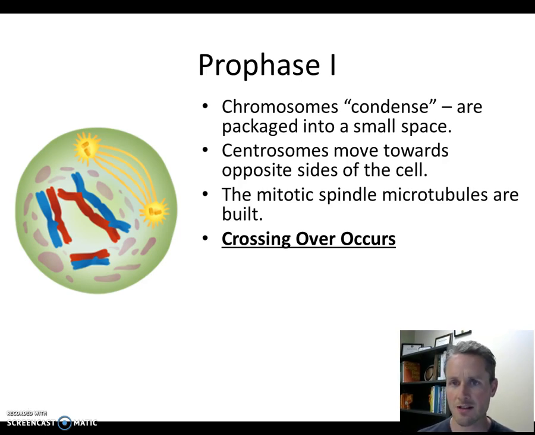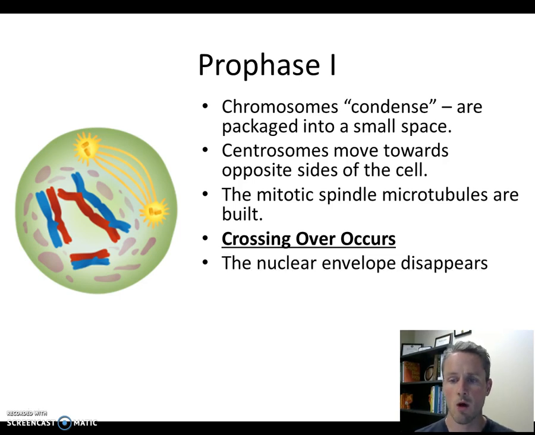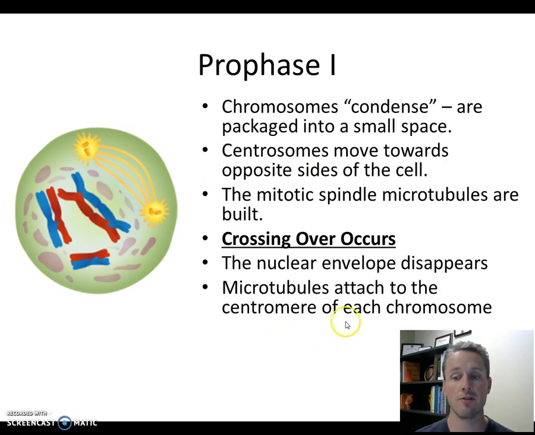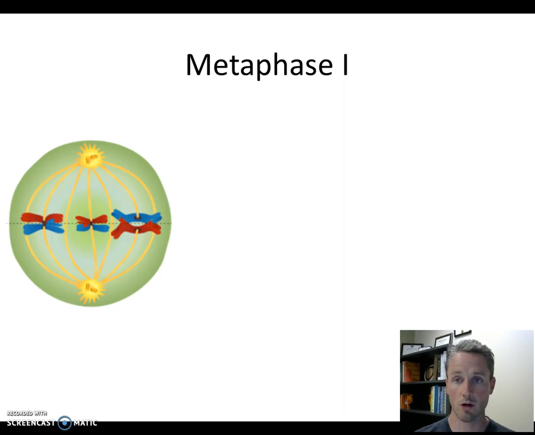All right, so what else happens during Prophase I? We're going to remove the nuclear envelopes. That happened in mitosis. That will allow us to attach the microtubules to the centromeres of the chromosomes. So microtubules attach to each chromosome at the centromere. And those are the major events for Prophase I. So we'll go straight into Metaphase I after that.